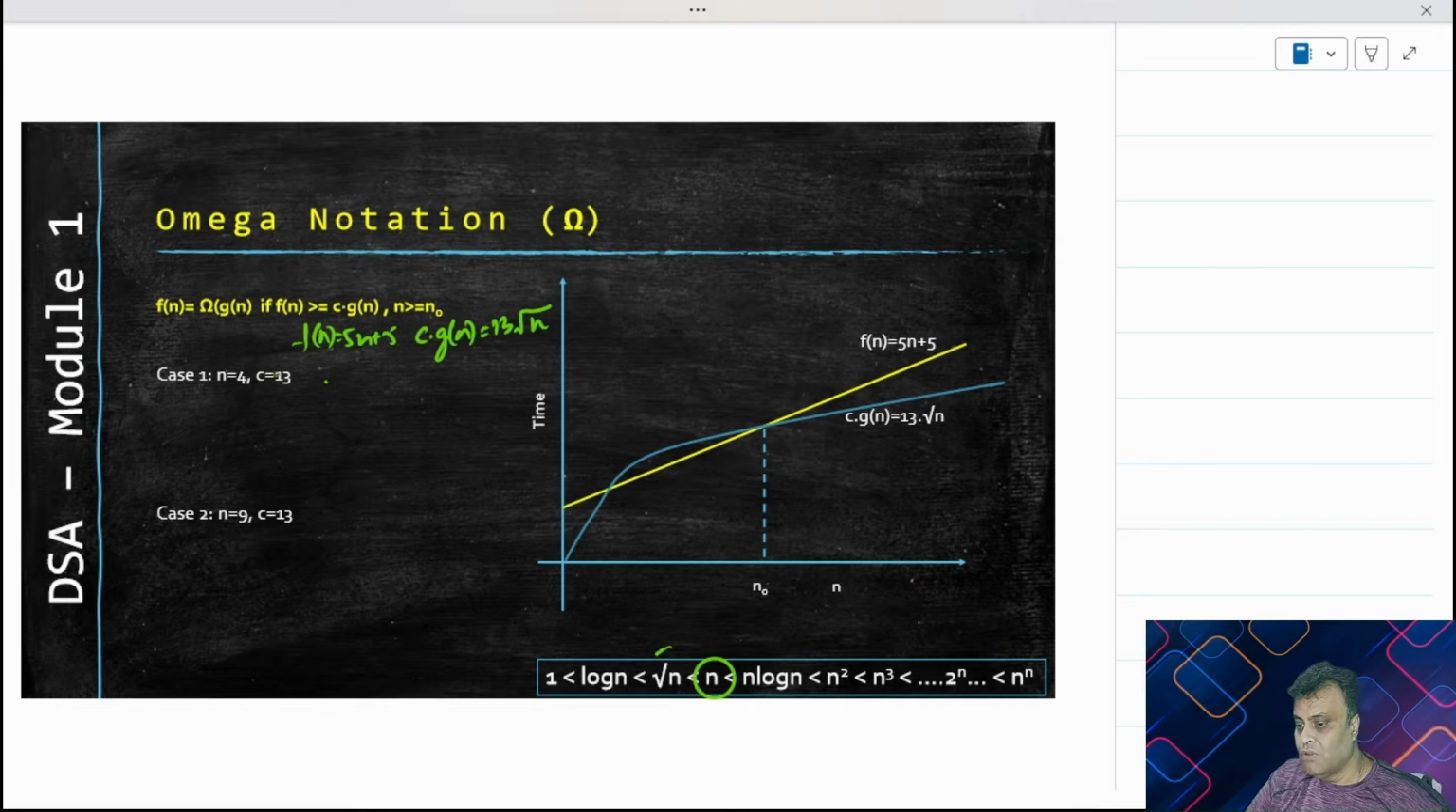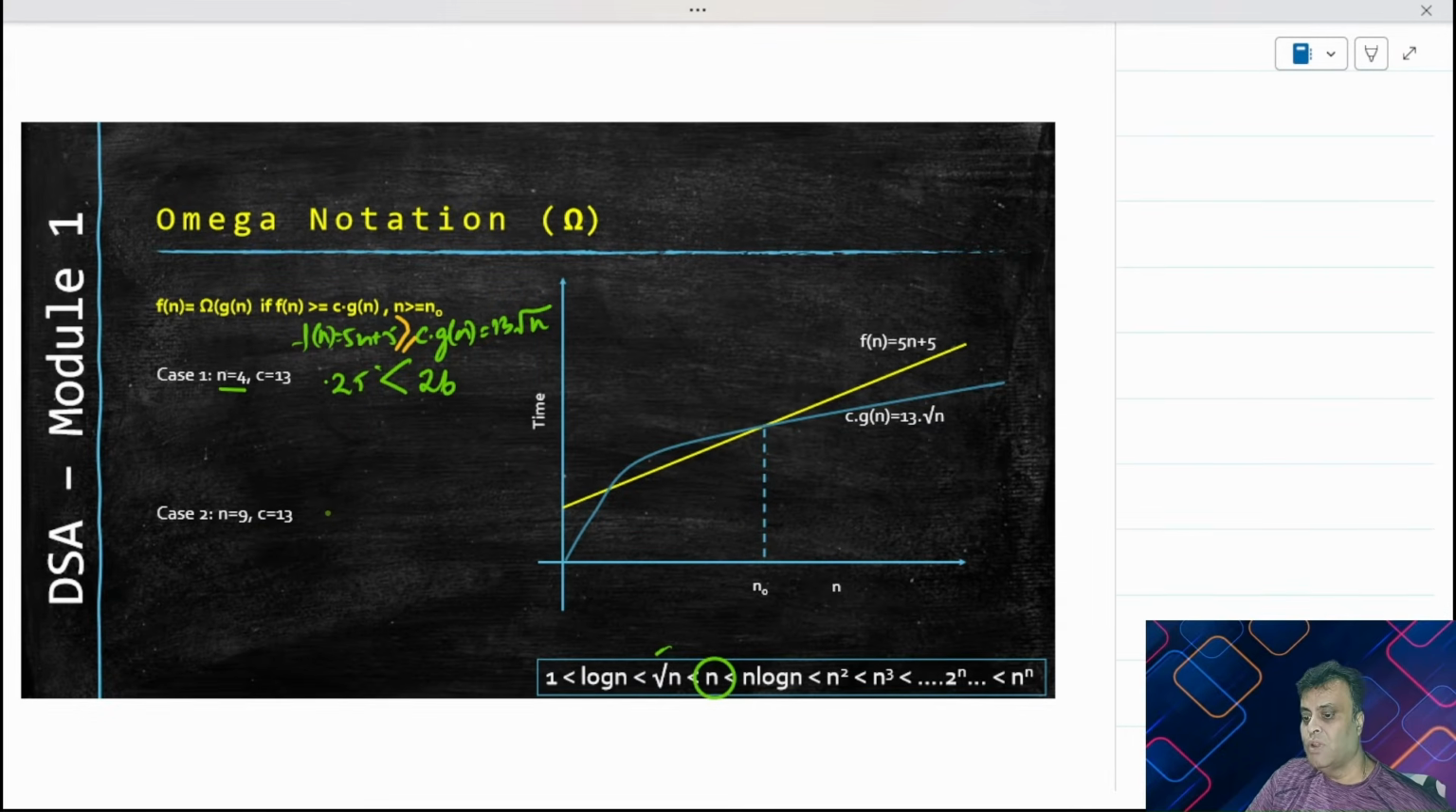Now this 13 root n will need to be substituted with n equal to 4. If we put n equal to 4, 5 4s are 20, plus 5, 25 is what we get here. And be careful, we have to prove that this is greater than or equal to. So what we are saying is 25 is greater than or equal to 13 root n. With n equal to 4, root 4 is 2, 13 2s are 26. So this is not greater than 26.